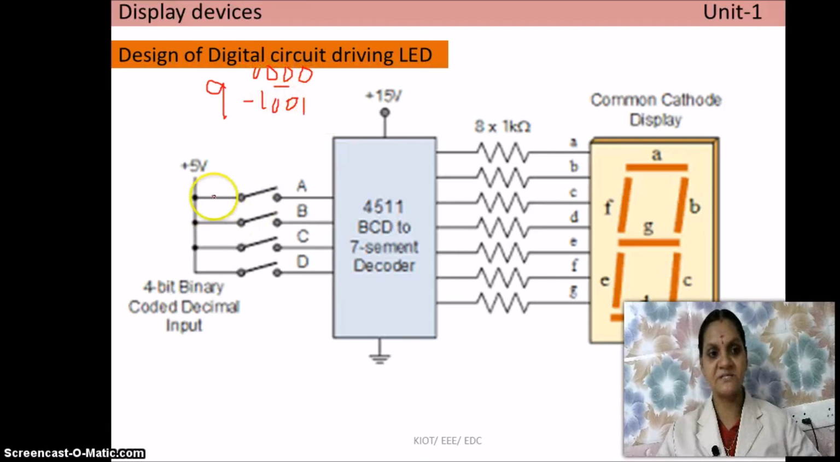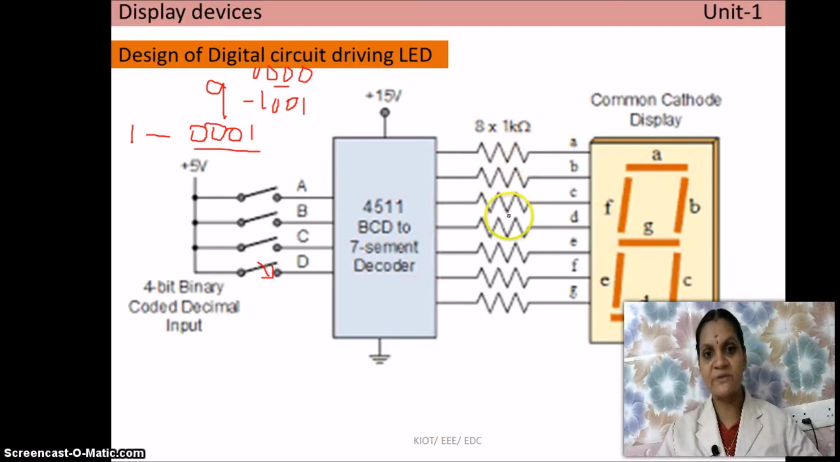For activating each and everything, we have a switch here. For example, suppose we are feeding 1, which can be represented as 0 0 0 1. All the 3 switches are open and the D switch alone is closed. So closed is considered to be 1, and open is considered to be 0. If we give the input 0 0 0 1 to the BCD to 7 segment decoder, it gives an output.